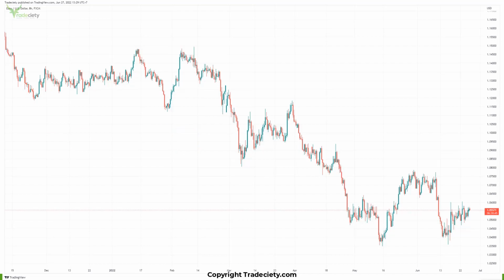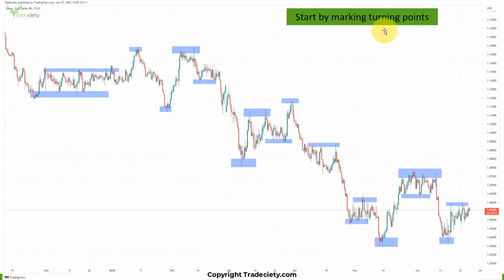A good starting point and an idea how you could get going is that you mark turning points. This is how you start. You can start by just marking turning points. So here it seems like there's an area where the market moved lower from. Here we have some support. Here is a clear turning point. Here a clear turning point, and so on and so forth. So that would be the first step.